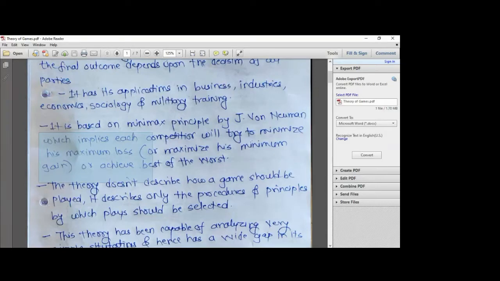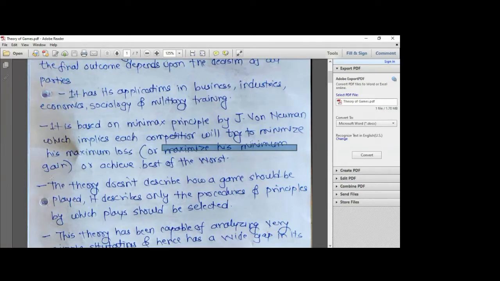So the minimax principle applies that every player, or every contributor, is trying to minimize his maximum loss, right? So the player considers what is my maximum loss, and he is trying to minimize this particular maximum loss. Or we can say a particular player knows what his minimum gain is, and what he is doing is maximizing his minimum gain, right? So what is this? This is achieving the best of the worst, right?